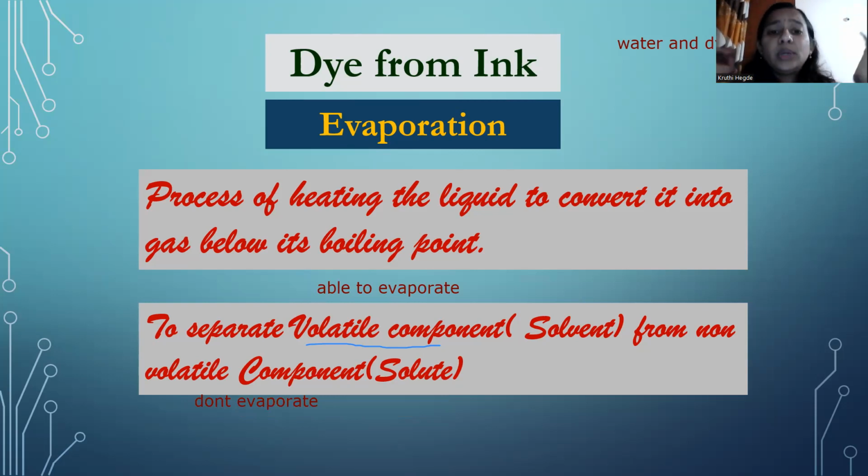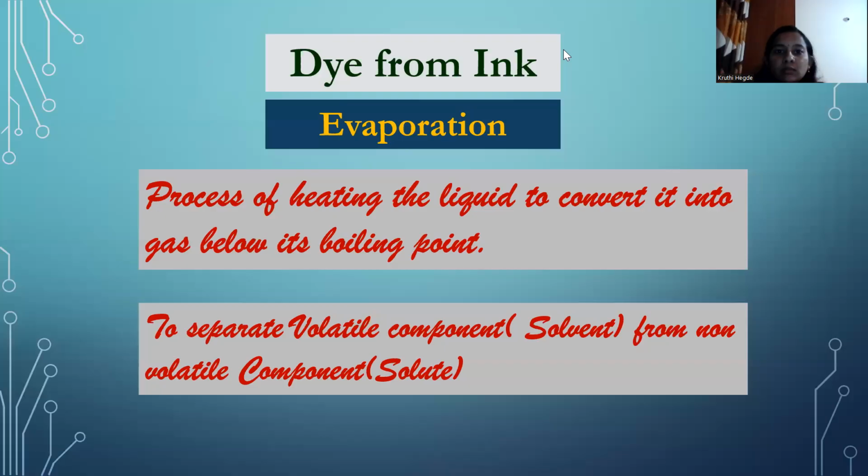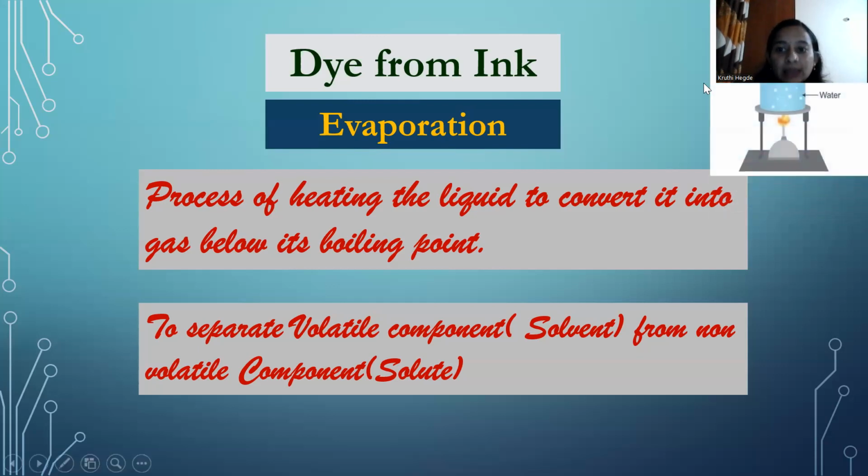What generally we do is we take a beaker. Above the beaker we keep a watch glass. So when we want to separate dye from ink, we take the ink in a watch glass, okay? And like this, in a watch glass, we take the ink, and below we have kept a beaker in which water has been kept.